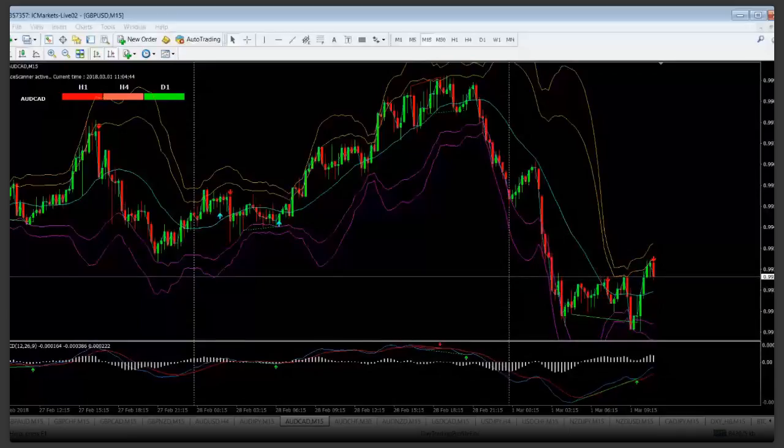This here was very choppy at the minute in the Aussie CAD. So we could get a few pips coming back down, but I won't really risk too many on it. So I'll just get a trade set up on it. Bigger platform open.